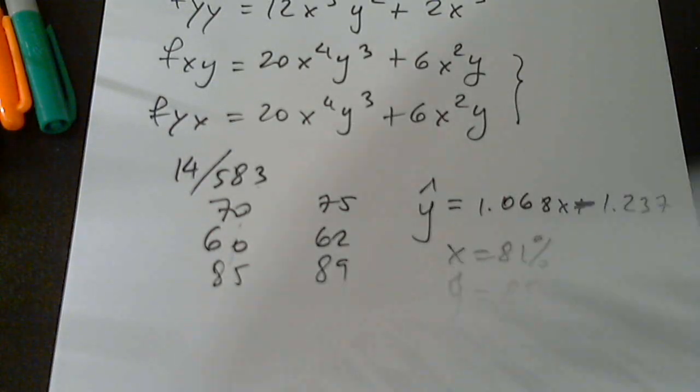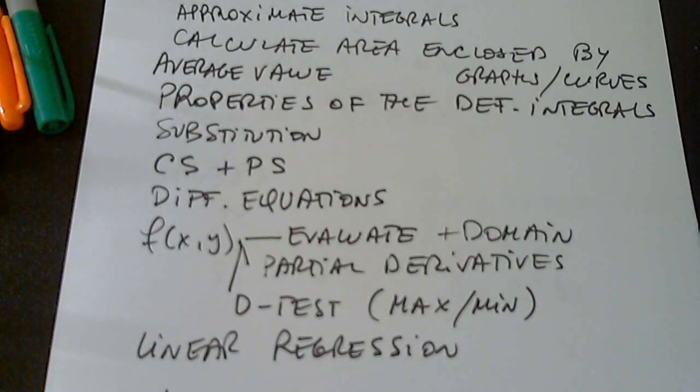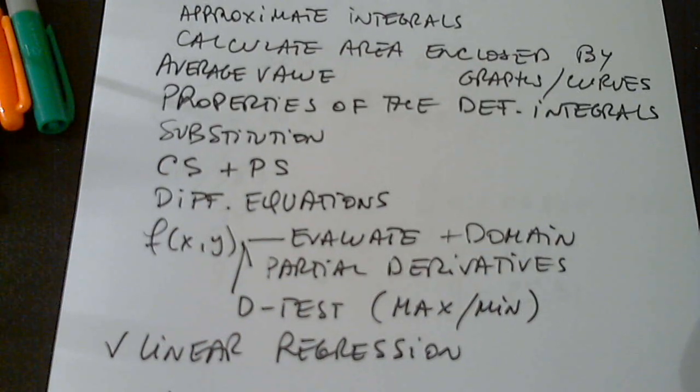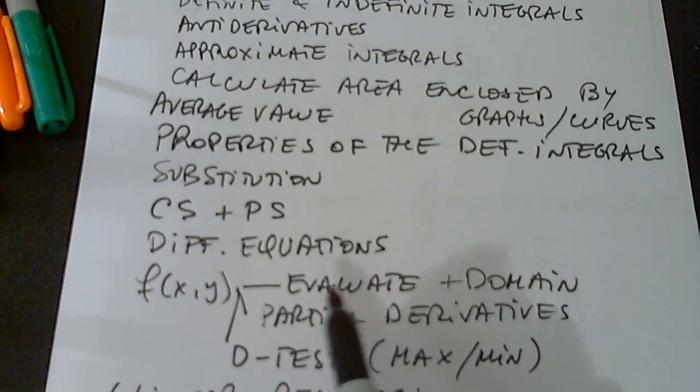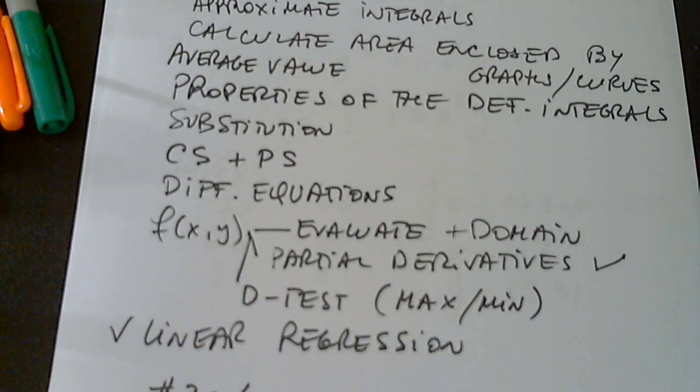Okay, so let's take a look at this list. What we already looked at is linear regression. And we looked at partial derivatives. So far, this is what we looked at. What would you like to continue with? Can we do some work on substitution? Yes, of course. So let's choose substitution.